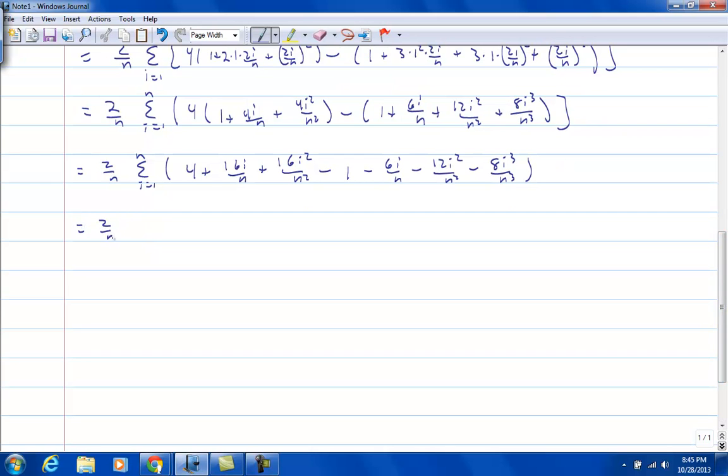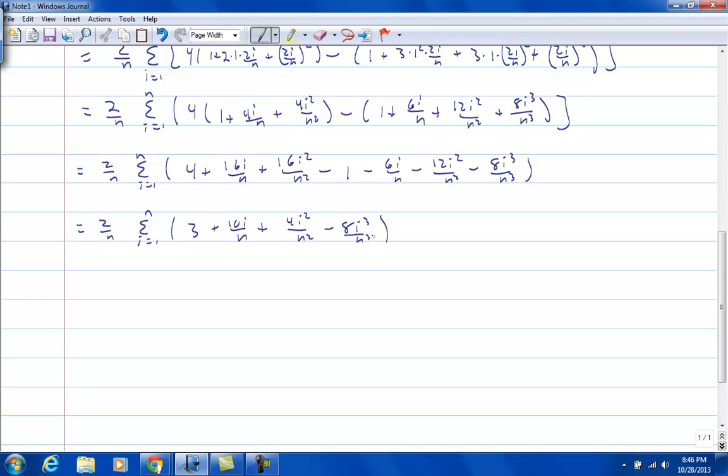Two over n times the sum, i goes from 1 to n, of 4 minus 1 is 3. And we have 16i over n minus 6i over n is 10i over n, plus 16i squared over n squared minus 12i squared over n squared is 4i squared over n squared. And we just have this minus 8i cubed over n cubed left.